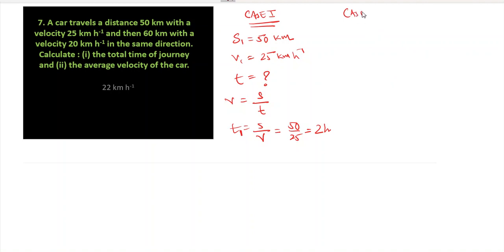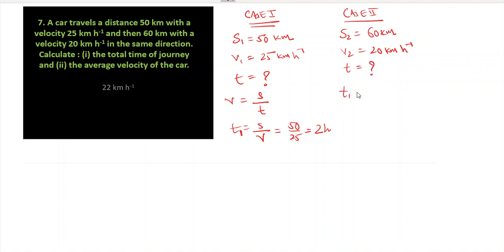Case 2. What is case 2? Then 60 kilometer with a velocity of 20 kilometer per hour. So S2 is equal to 60 kilometer with a velocity of 20 kilometer per hour. V2 is equal to 20 kilometer per hour, right? And we don't know the time.